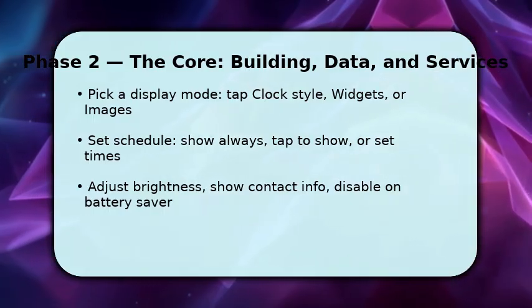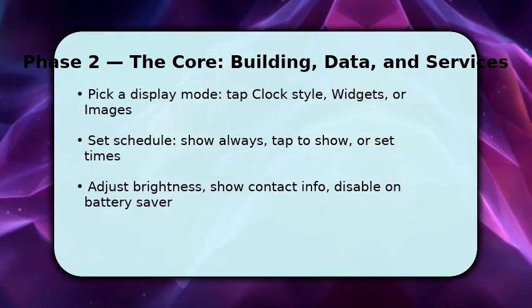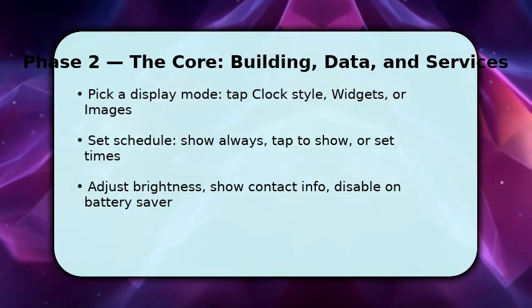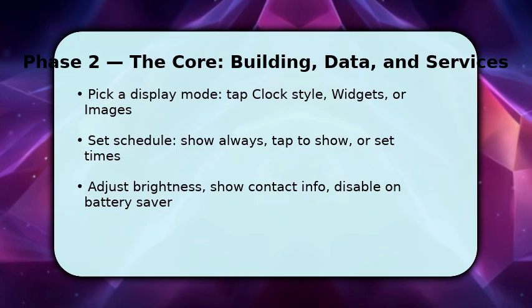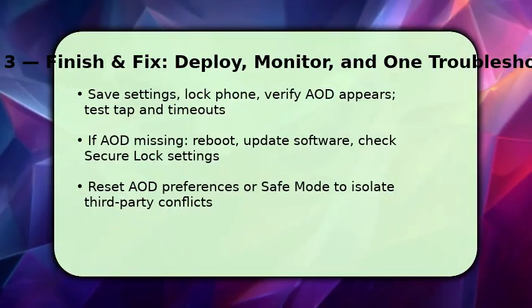Adjust brightness and add contact info for identification. Finally, make sure AOD is disabled during battery saver if you want maximum runtime. To finish these choices, save your changes, lock the phone, and verify the always-on display appears as configured.